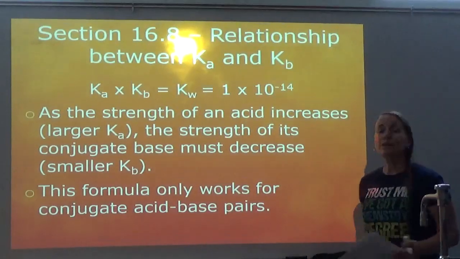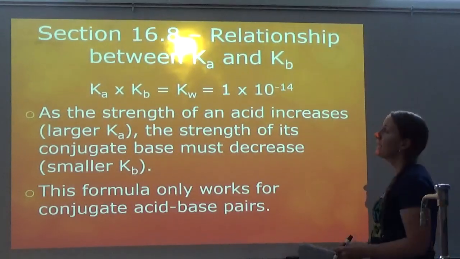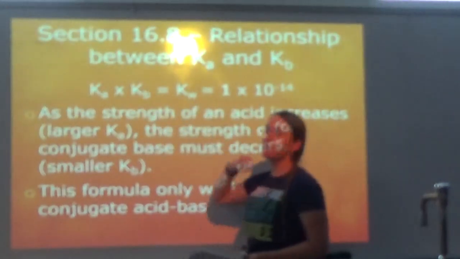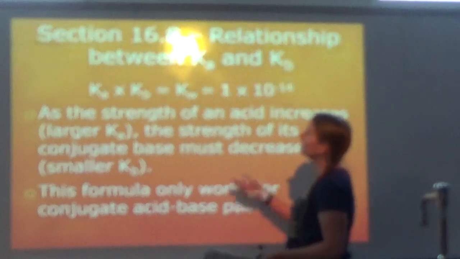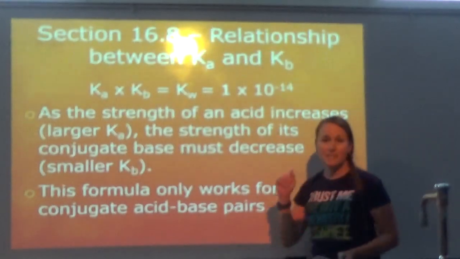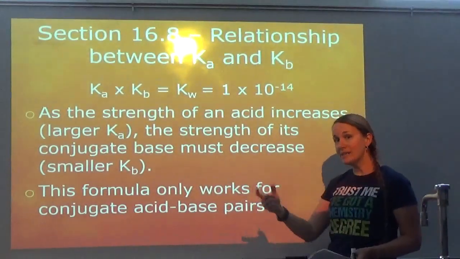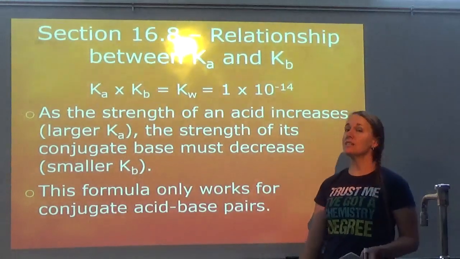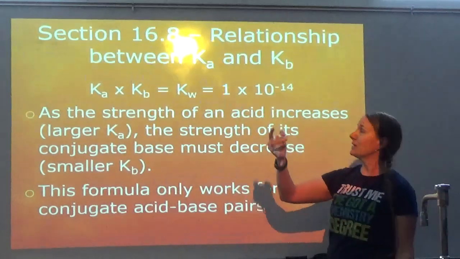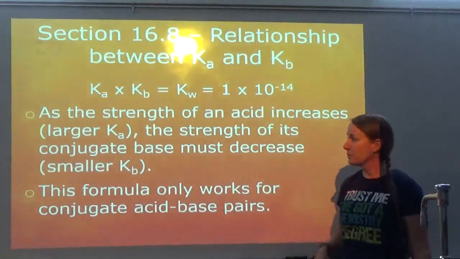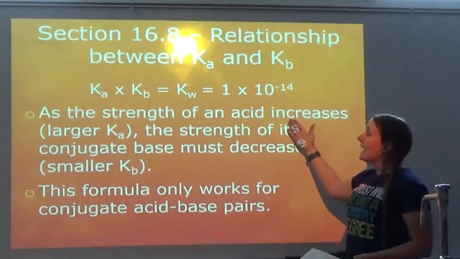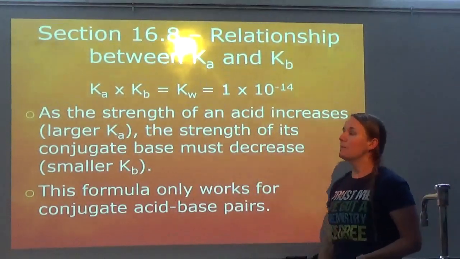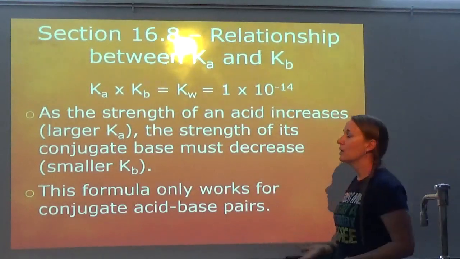All right, so now let's talk about the relationship between Ka and Kb. So Ka times Kb has to be Kw. If you remember from the previous video, Kw is 1 times 10 to the negative 14. So Ka times Kb must equal 1 times 10 to the negative 14. That means if one goes up, the other must go down, because together the product has to be that number. As the strength of an acid increases, which means a larger Ka, the strength of the conjugate base decreases, which means a smaller Kb.